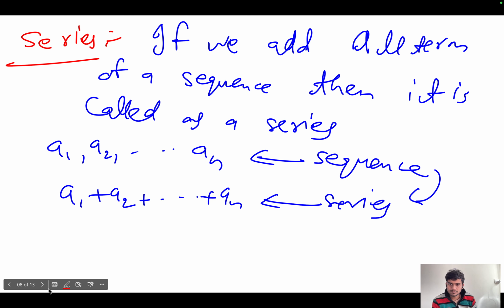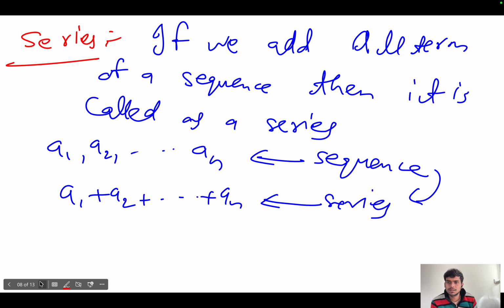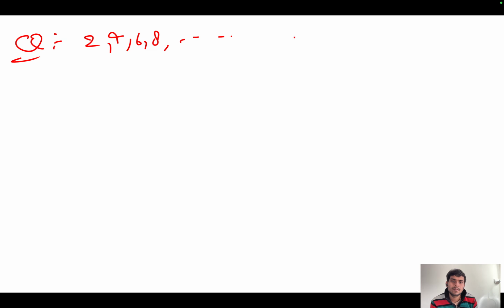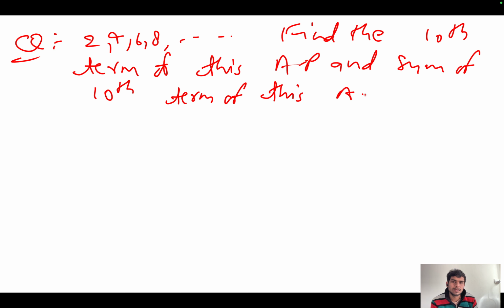Now we know about the arithmetic progression. Let me give you an example for it. Let us take one example like 2, 4, 6, 8, dot dot dot. Find the 10th term of this AP and the sum of the first 10 terms of this AP.